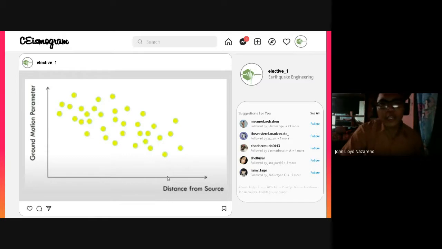So for every recording we have, we will be plotting the source to site distance from the recording versus the corresponding peak ground acceleration. So ganito yung magiging plot. Paki-next po, please.